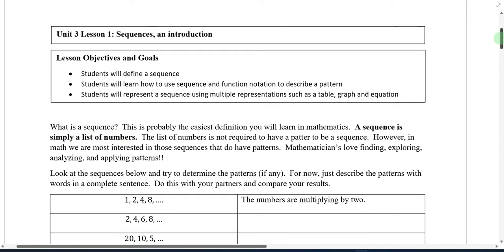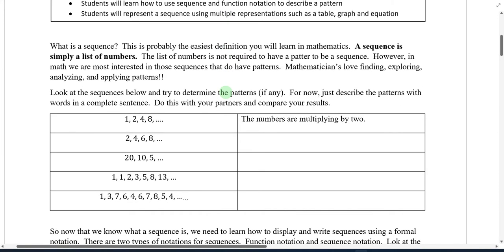Let's start with something basic. Like what exactly is a sequence? And it's probably the easiest definition you're going to learn in mathematics. A sequence is simply a list of numbers. So any list of numbers. If I were to make a list of numbers like 1, 1, right, and keep this going. This is a sequence. A random list of numbers could also be a sequence, okay?